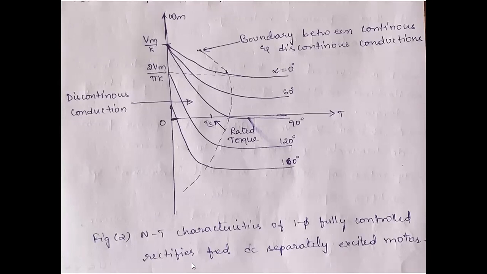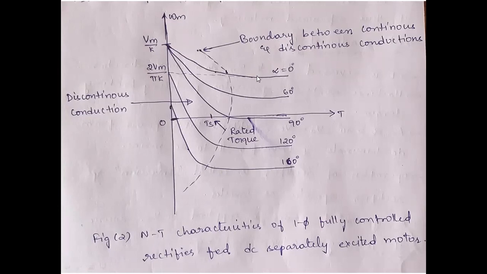Suppose you take torques less than the rated torque, Ts being the rated torque. A low power drive will mainly operate in discontinuous conduction. Suppose you take continuous conduction: the speed-torque characteristics will be parallel straight lines. If you observe all the angles, in continuous conduction all the lines will be parallel.